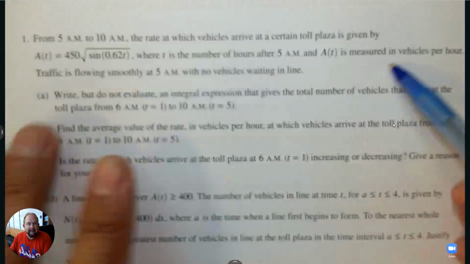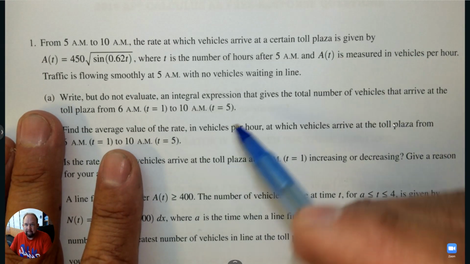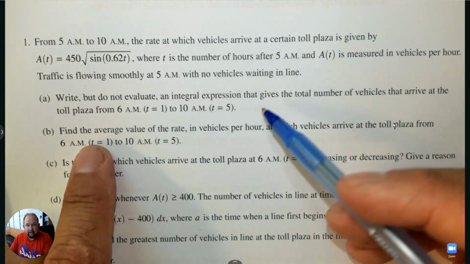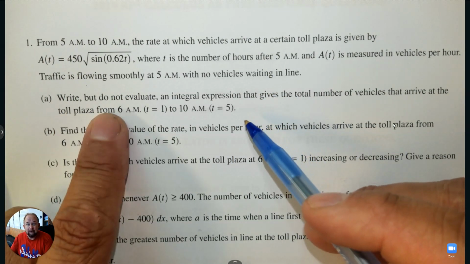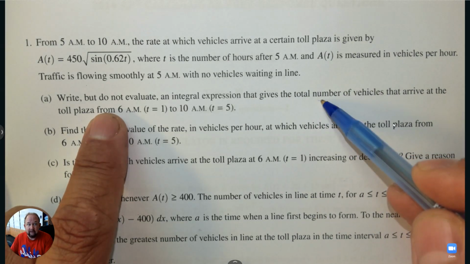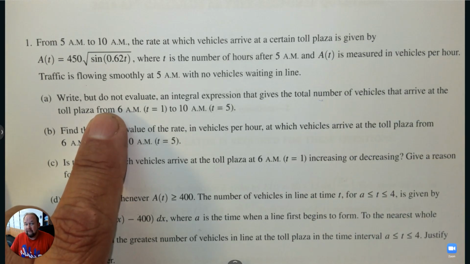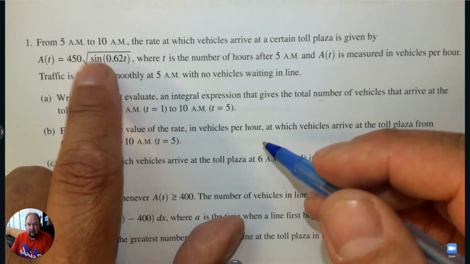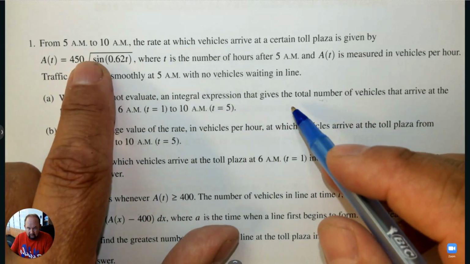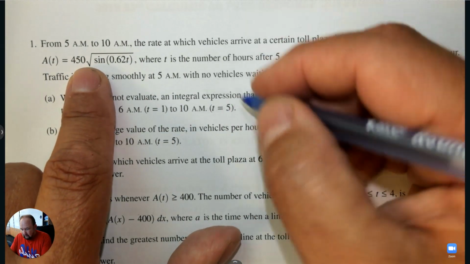A is measured in vehicles per hour, and traffic is flowing smoothly at 5 a.m., no vehicles waiting in line. Write but don't evaluate an integral expression that gives the total number of vehicles that arrive from 6 a.m. to 10 a.m. So if you are given a rate and you're asked for a total number, they're asking you to integrate this.